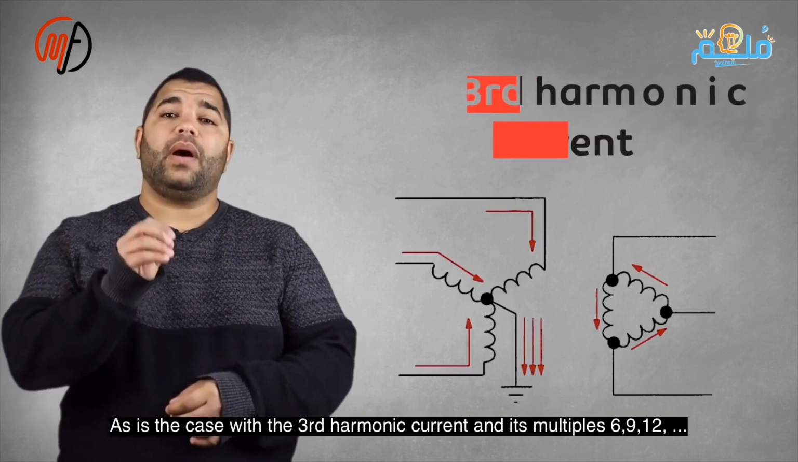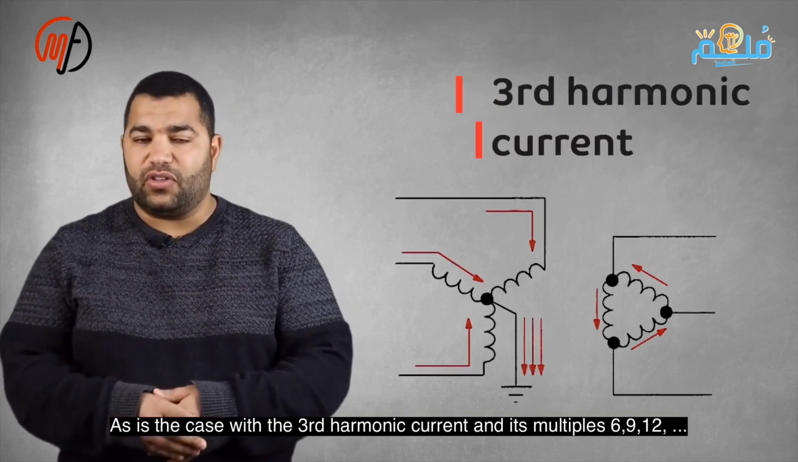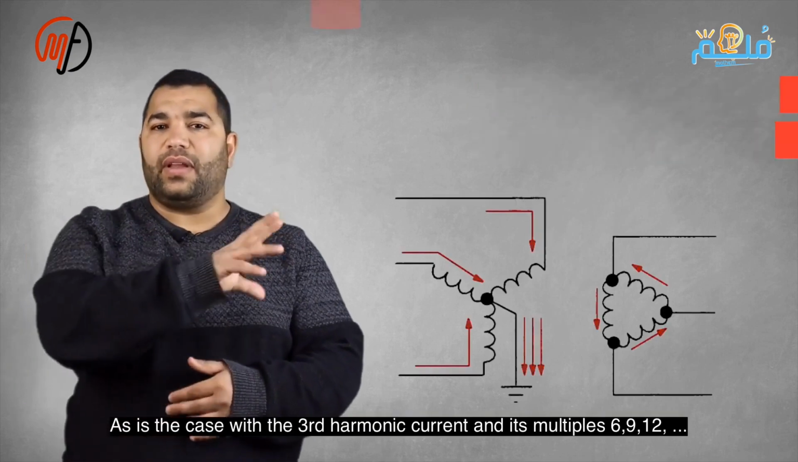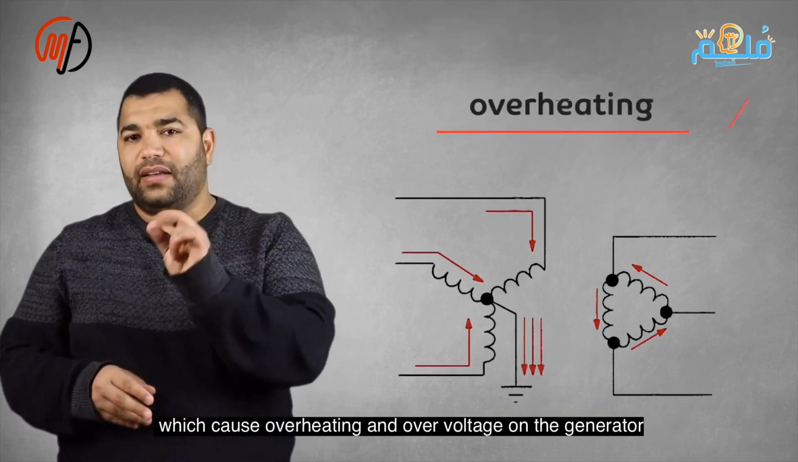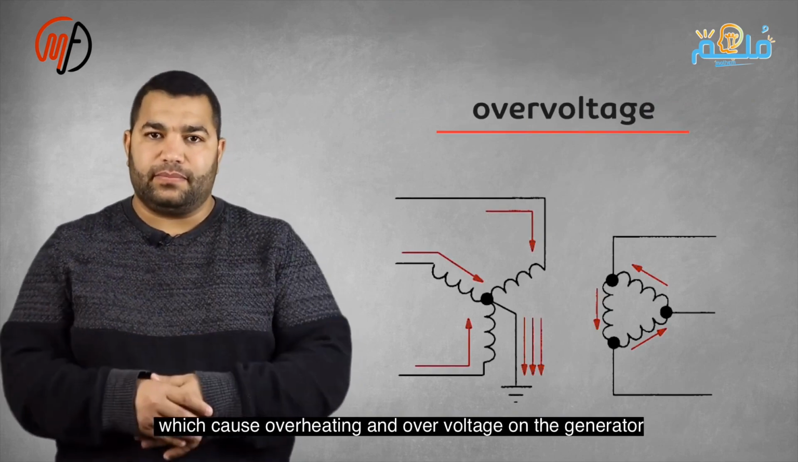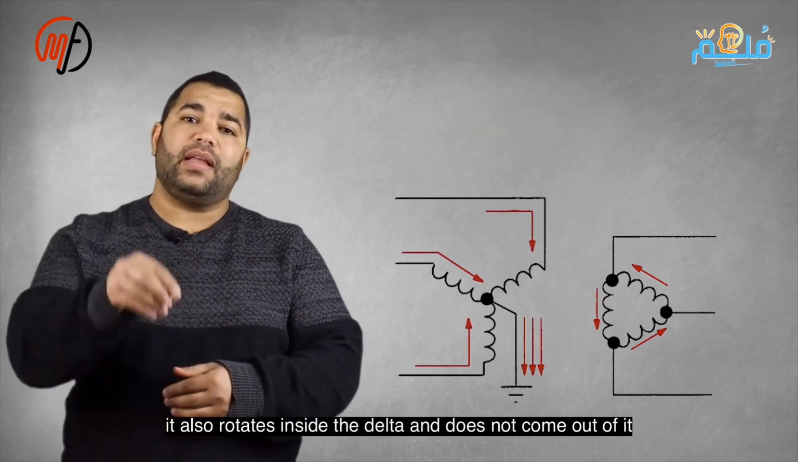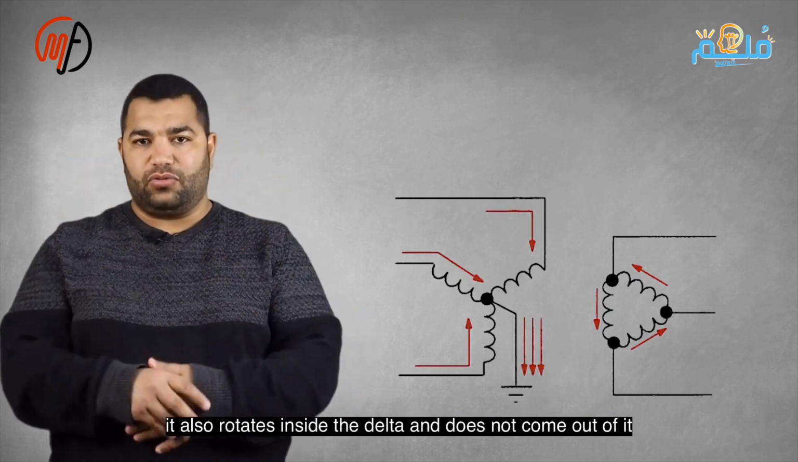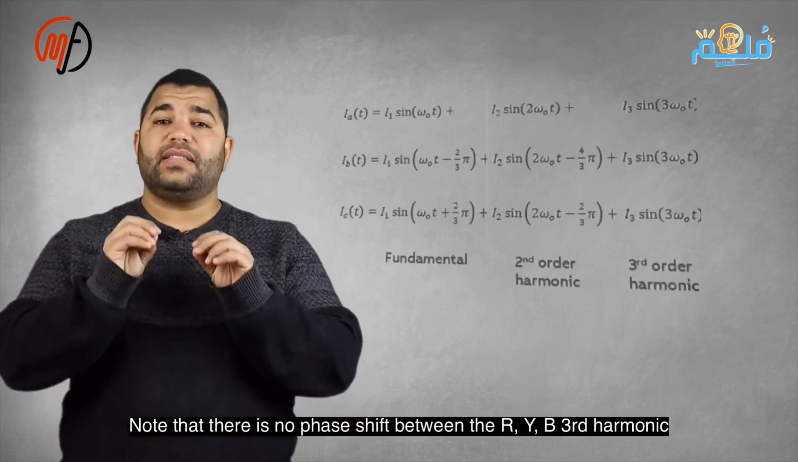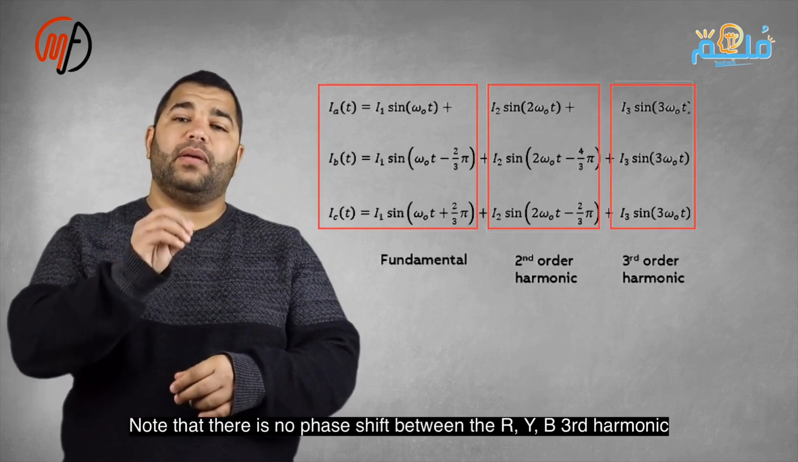Just like the third harmonic current and its multiples, which cause overheating and overvoltage on the generator, they also rotate inside the delta and do not exit from it. It's important to note that there is no phase shift between the red, yellow, and blue phases for the third harmonic, just like the zero sequence current, and all the vectors are in phase.